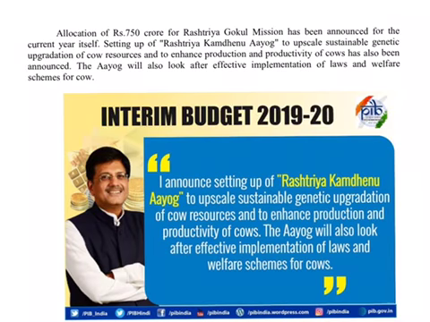The next important point in this year's budget is with regard to the Rashtriya Gokul Mission. Rashtriya Gokul Mission was started earlier, and this mission is to increase the quality breeds of cows. This year, setting up of the Rashtriya Kamadhenu Ayog is being proposed. The question can be: what is the purpose of this scheme? It is the upscaling of sustainable genetic upgradation of cows. That is the purpose of Rashtriya Kamadhenu Ayog that we should remember.